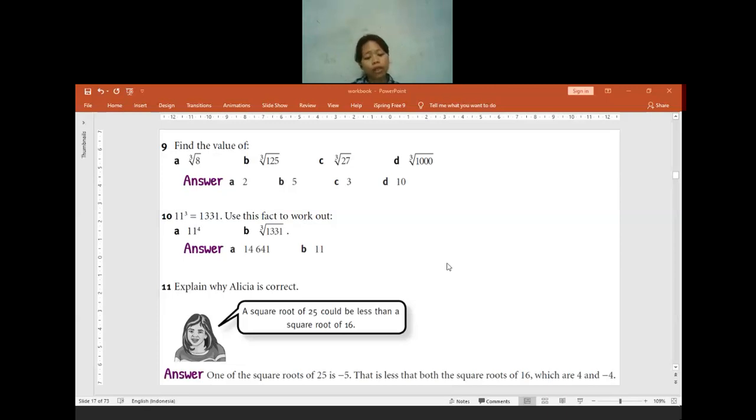Question 11: the square root of 25 could be less than the square root of 16. Why? Because for the square root of 25, there are two options. It can be a positive and a negative answer. So the square root of 25 can be 5 or negative 5. And the square root of 16 can be 4 and also negative 4. So yes, Alicia's sentence could be correct, because negative 5 is less than 4. Negative 5 is also less than negative 4.